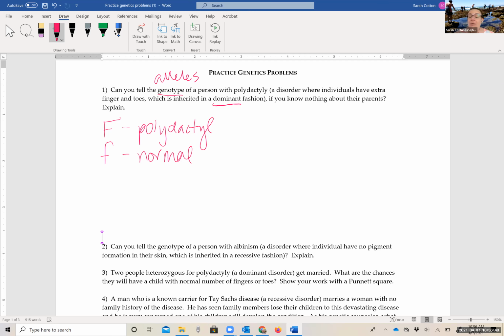Since I could see an extra finger, I knew she had one big F. Was it possible to tell by looking at her what her second allele was, the reason I put a little blank there? Is it possible to tell by looking at her if she has 2 big Fs or if she has a big F and a little f?